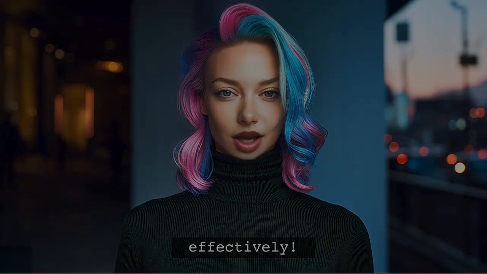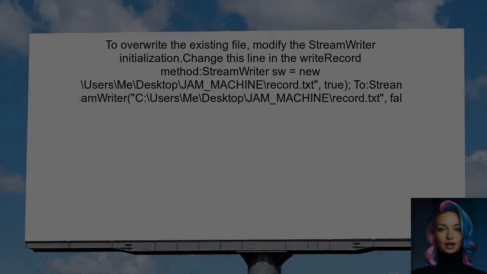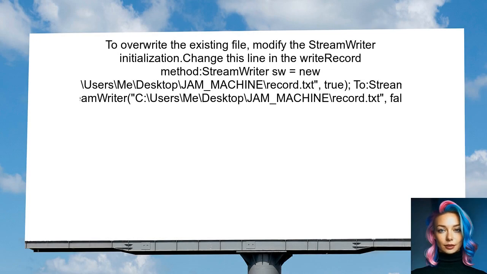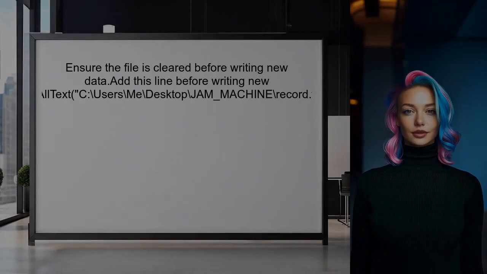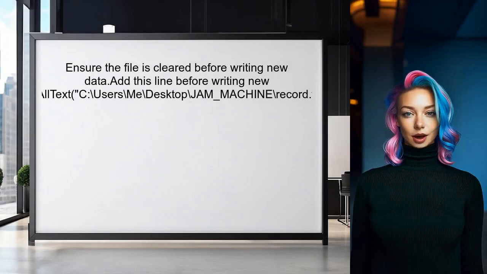To overwrite the existing file instead of appending to it, the user needs to modify the way the stream writer is initialized. Instead of using true for the append parameter, they should set it to false. Next, the user should ensure that the file is cleared before writing new data. This can be done by calling the file write all text method before writing the new records.